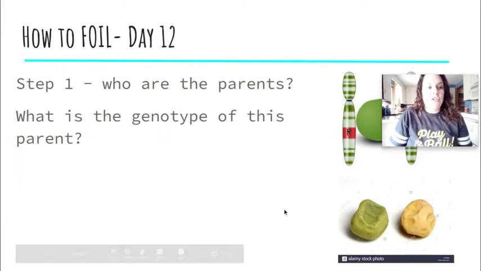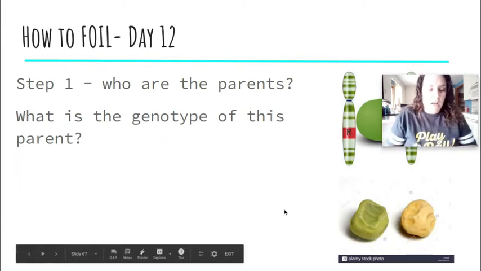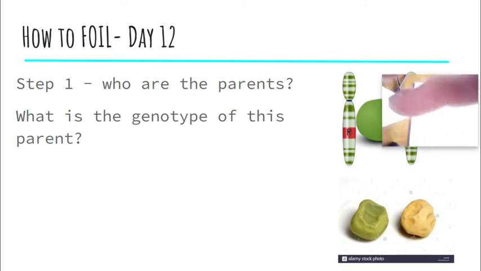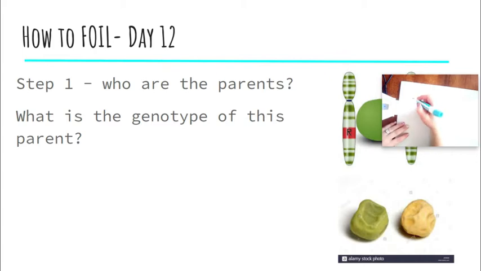And so what's the genotype of that parent? If they're heterozygous, I'm actually going to flip this over and look at the board because I'm going to be writing some things. Hopefully that's better. So if this parent is heterozygous, I'm going to use R's and G's.